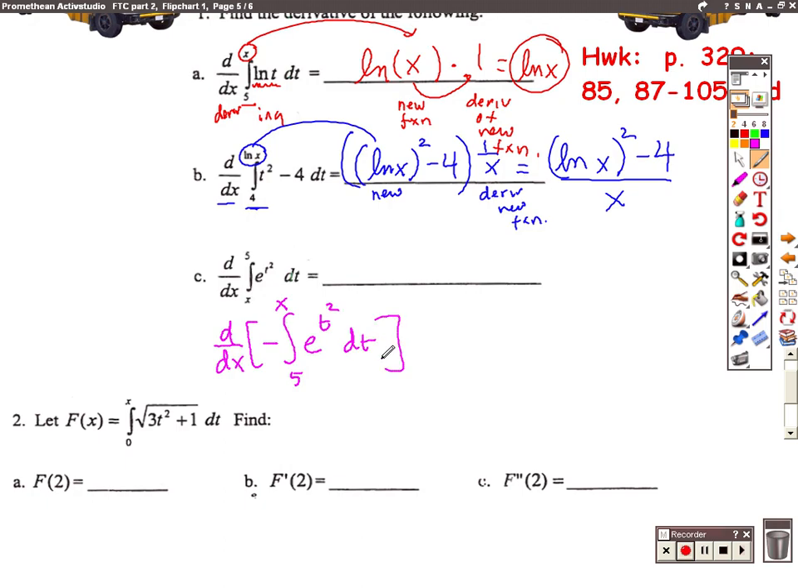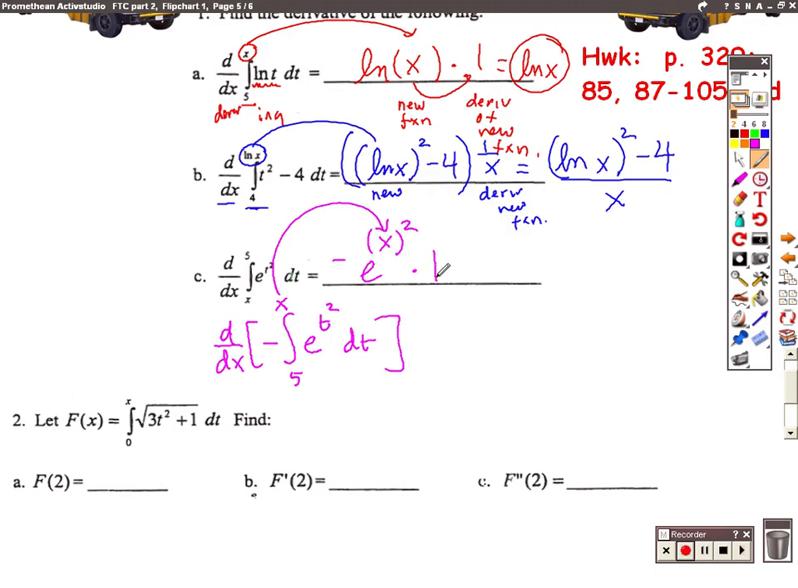What's the procedure? Well, we know our answer is going to be negative, first of all. What's the procedure? Take out the t. So I have e raised to the blank squared. Put in the new function. Well, the new function is x. Multiply by the derivative of the new function, which is 1.